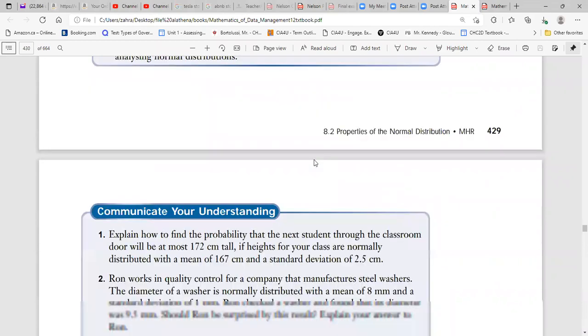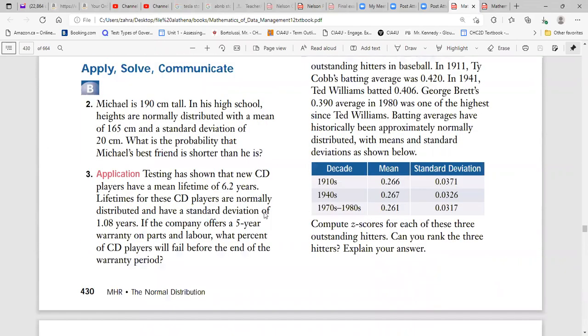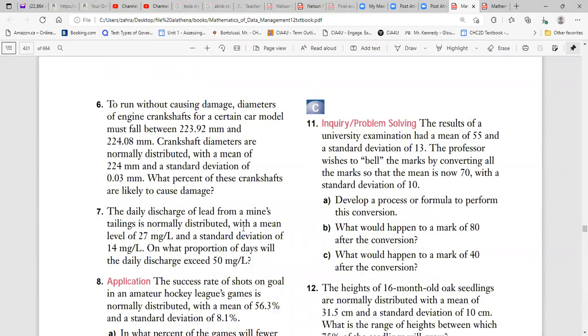Okay, so for this question, do the even questions on these pages.